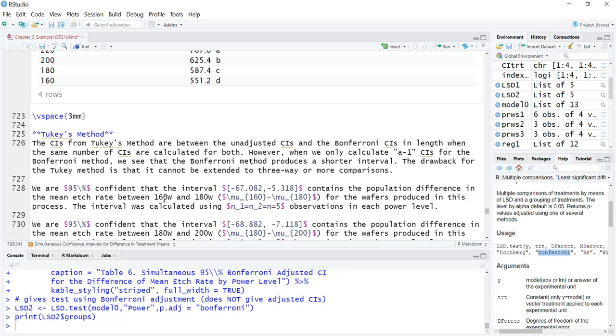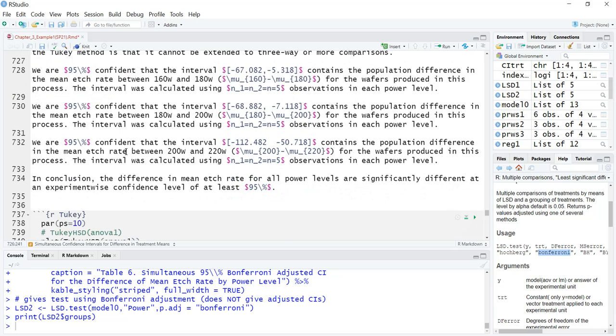So if we're comparing the same number of simultaneous confidence intervals, the length of the confidence intervals for the Bonferroni are longer than those for the Tukey. But if we're not comparing the same number of confidence intervals for both, then the Bonferroni may not be as conservative as the Tukey, which is the case here. But you just have to look at it to see which situation you're in.